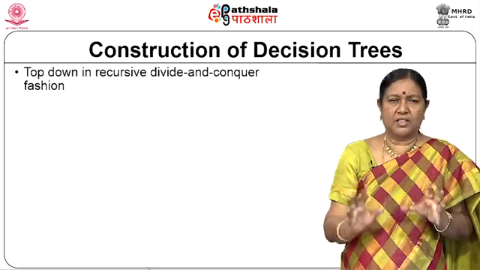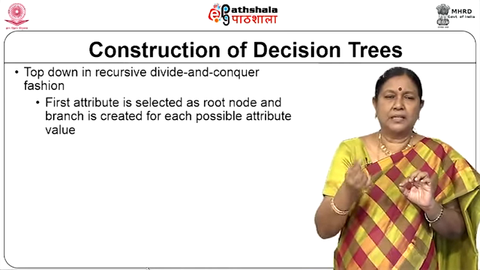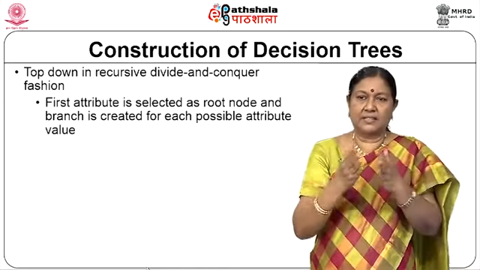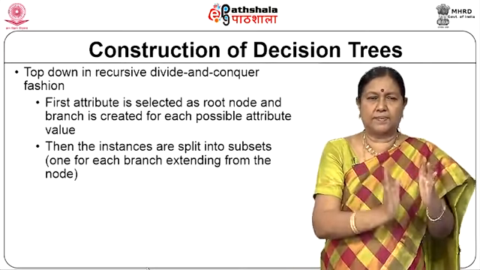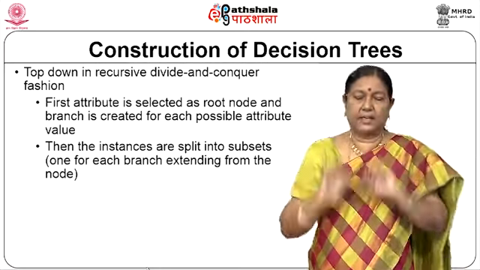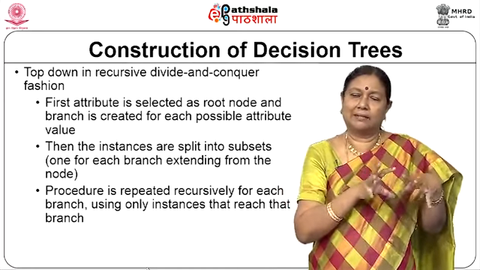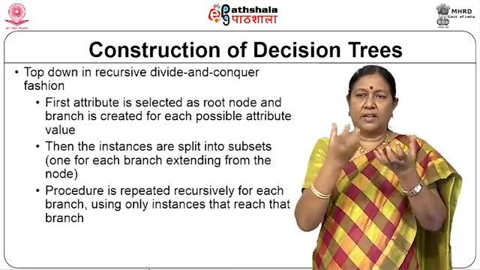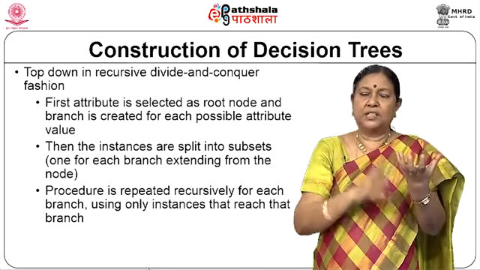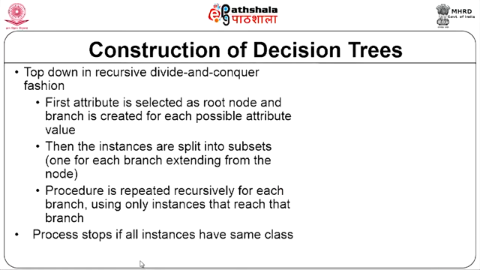It is a top down recursive divide and conquer technique. The first attribute is selected as a root node and a branch is created for each possible attribute value. So, if it has 3 values, 3 branches are created. Then the instances are split into subsets, one for each branch extending from that particular node, and the procedure is repeated recursively for each branch using only instances that are there in that particular branch. What he is trying to say is, you start with one node and depending on the attribute values you have as many branches, and for each branch you have a new subset. That subset is again processed recursively. The process stops if all instances have the same class.